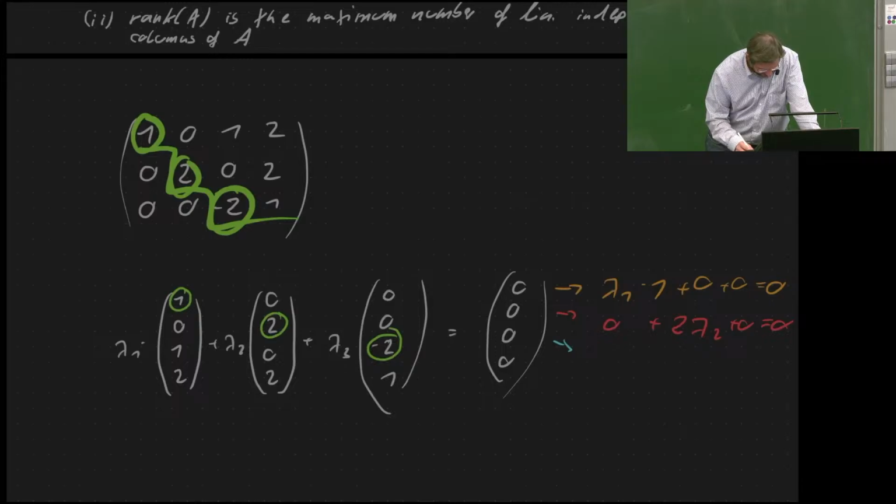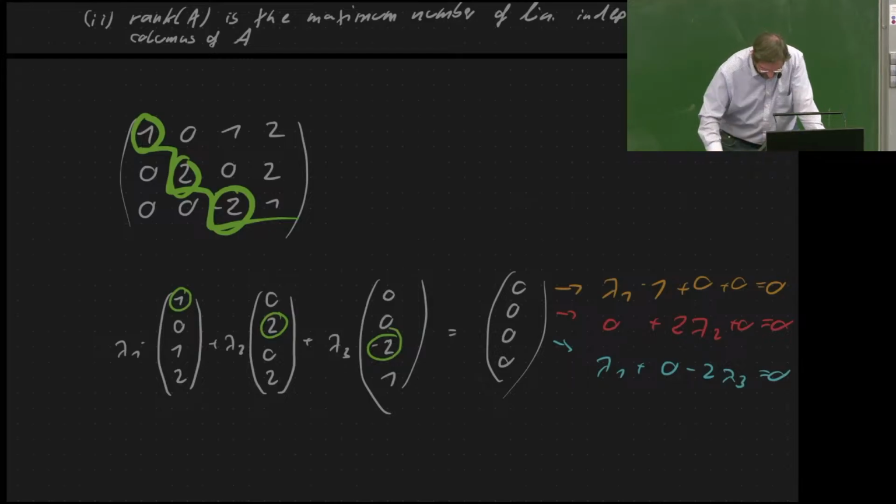corresponds to the equation 0 plus 2 lambda 2 plus 0 equals 0. And the third row corresponds to the equation, actually, what did I do here? Just a second. Yeah, so the third row corresponds to the equation lambda 1 plus 0 minus 2 lambda 3 equals 0, right?